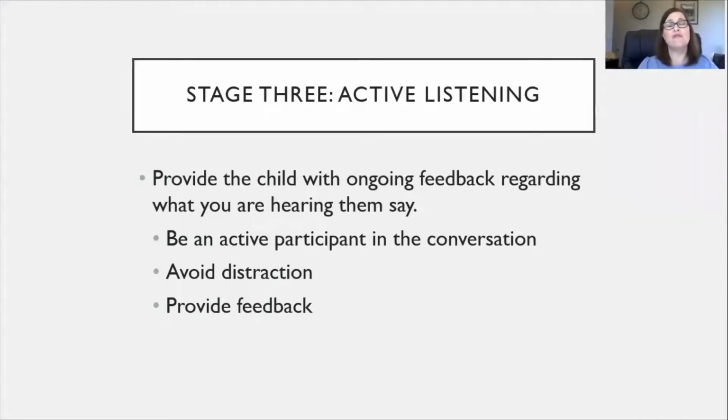Stage 3 of trauma-informed educational practices involves active listening. Active listening includes providing the child with ongoing feedback regarding what you are hearing them say. So it's kind of like the next step after validation. You want to be an active participant in the conversation with a child or adolescent. You want to avoid distraction, and you want to provide them with ongoing feedback. So we are going to take a deep dive into what those steps of active listening are.